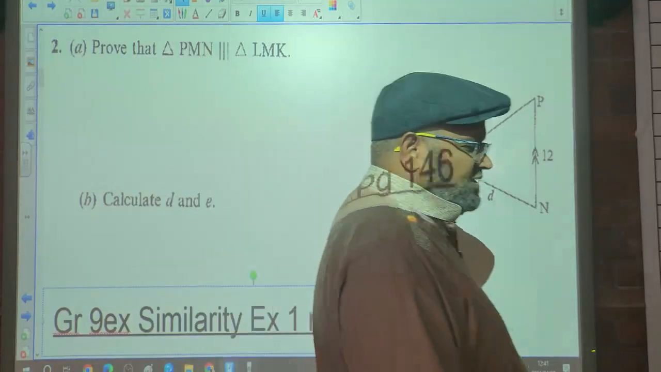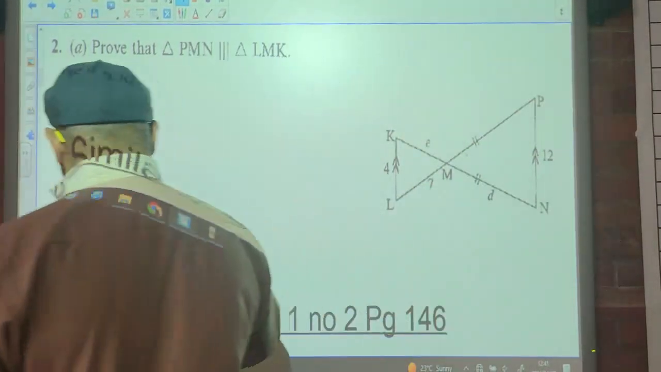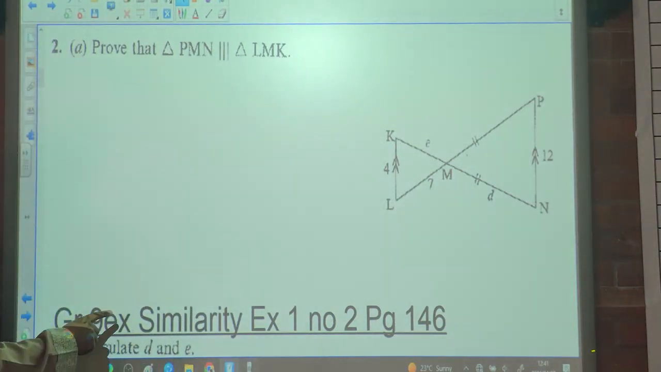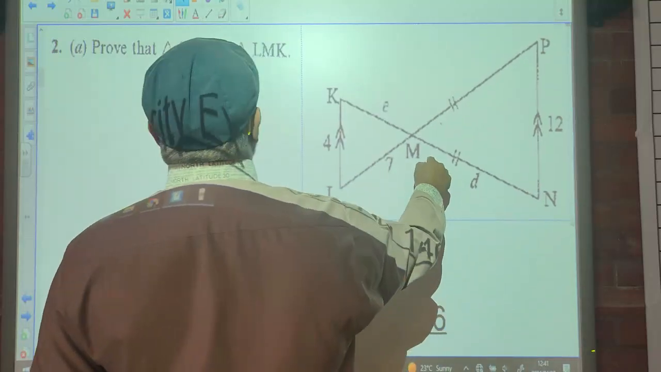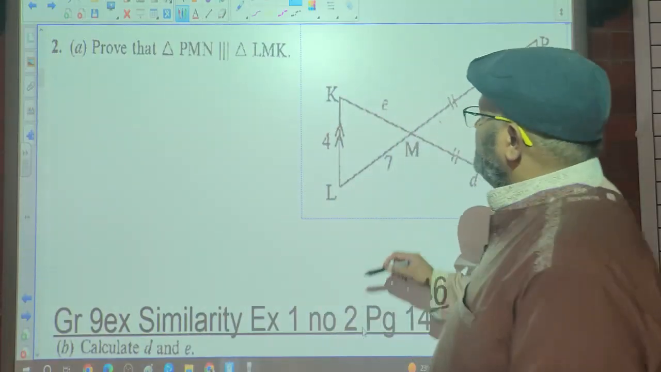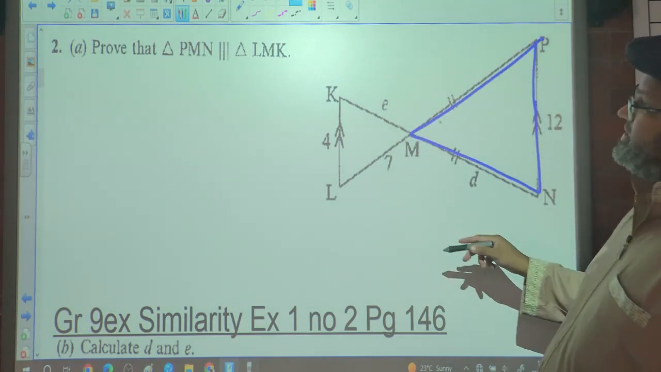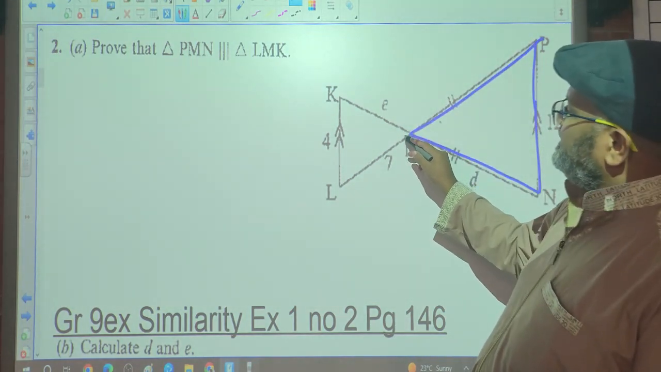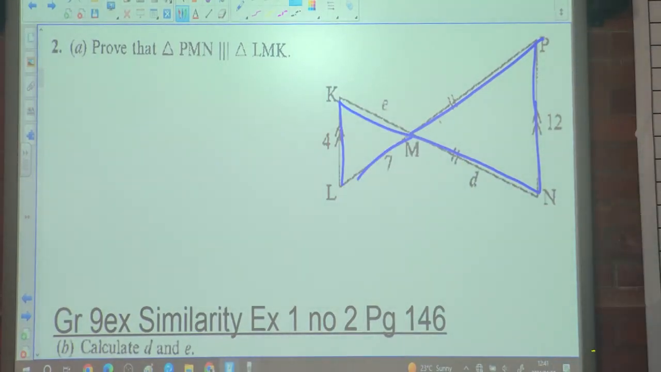Number 2 is also on page 146. We are told to prove that triangle PMN is similar to triangle LMK. How do we prove similarity? We prove that two angles of the triangles are equal. Right. So which angles are equal?